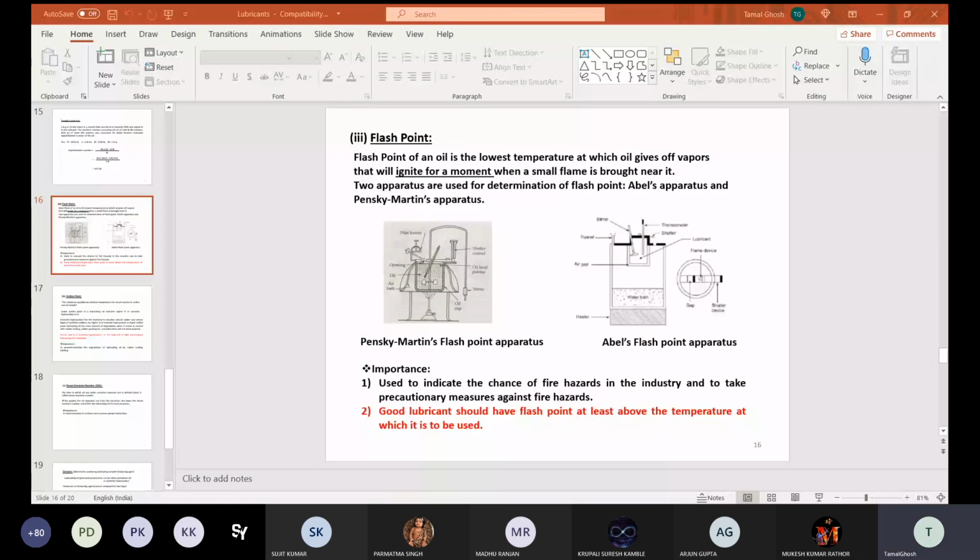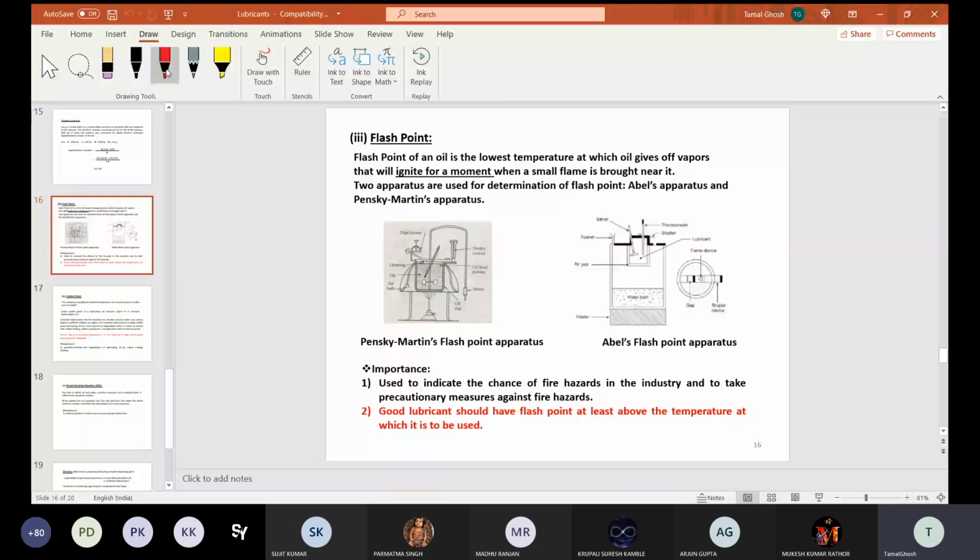Okay, so this is the flash point. The definition is: the flash point of an oil is the lowest temperature at which the oil gives off vapor that will ignite for a moment when a small flame is brought near it.